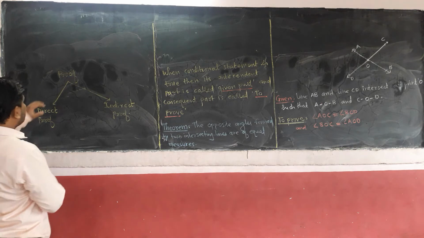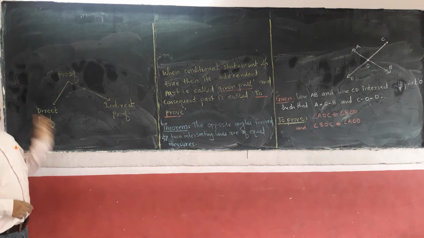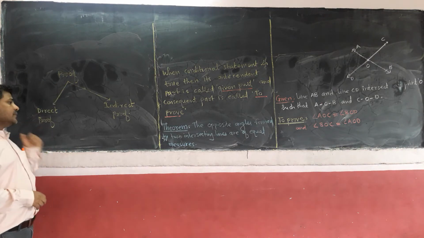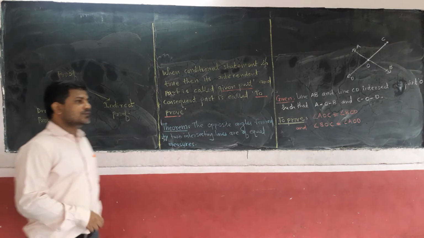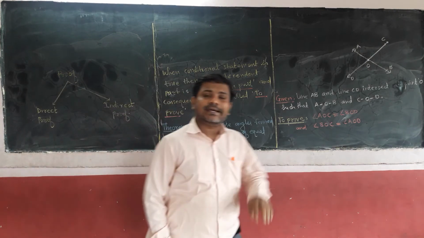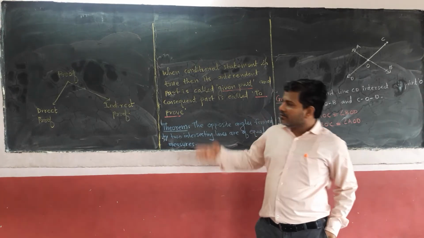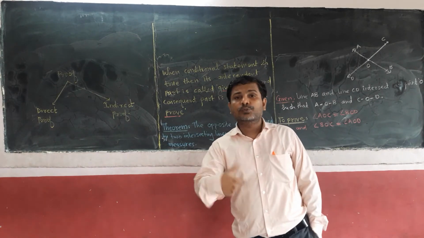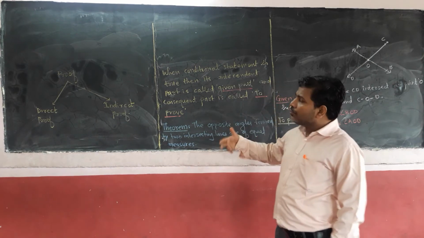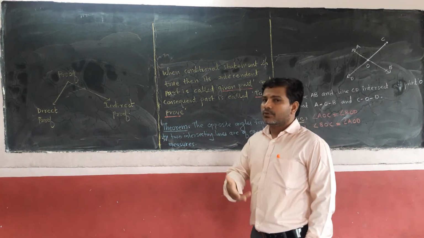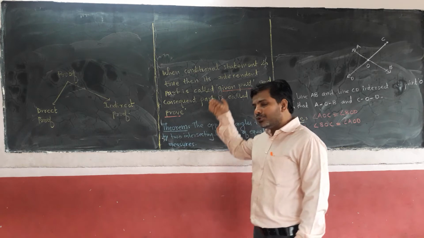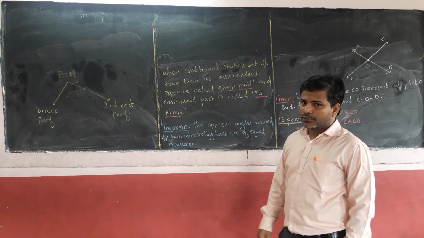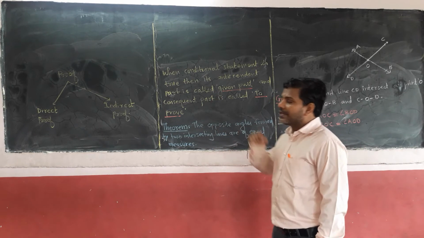Next point is proof. Proofs are of two types. One is direct proof and the second is indirect proof. Now, what is the difference between the direct proof and indirect proof? In a direct proof, whenever a logical statement is true and you want to prove it, you directly use some basic postulates and prove the result. Today we are going to learn the direct proof.